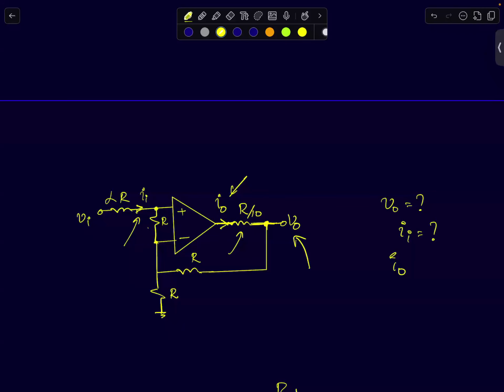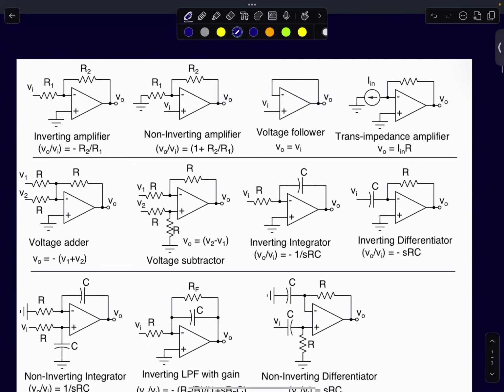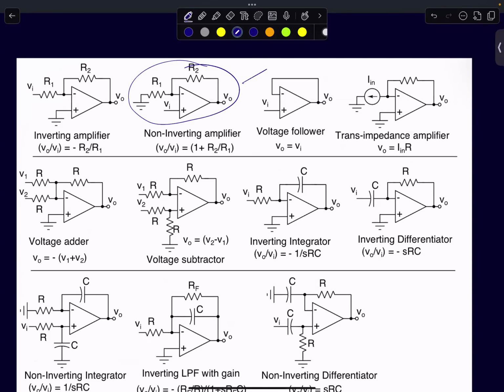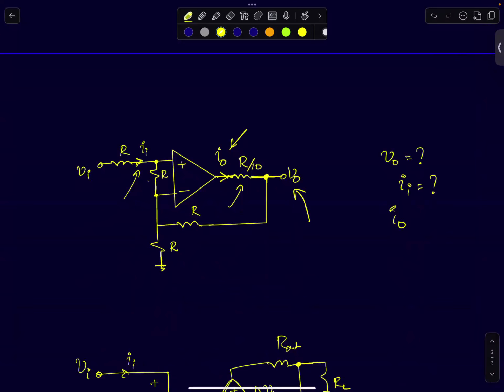If you just look at this circuit here, this one right here is a non-inverting amplifier. So I just added a resistor here, and then I also added a resistor here, and also one resistor at the output. So that's what I'm showing here. We want to analyze that.